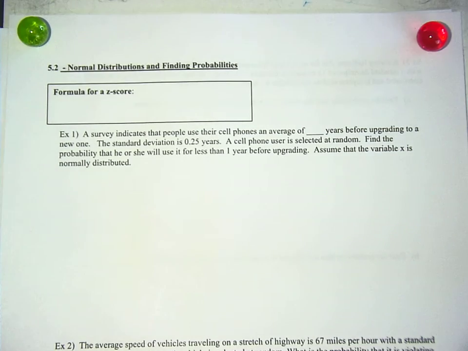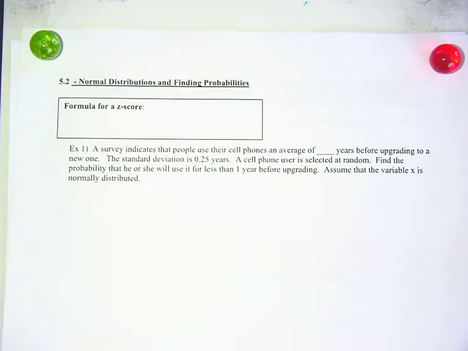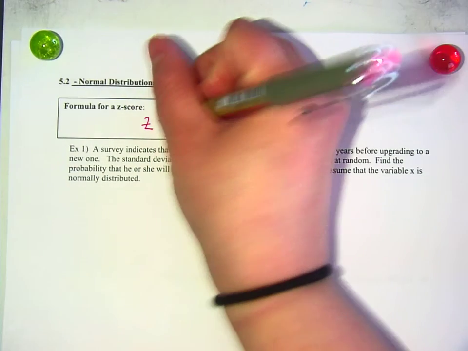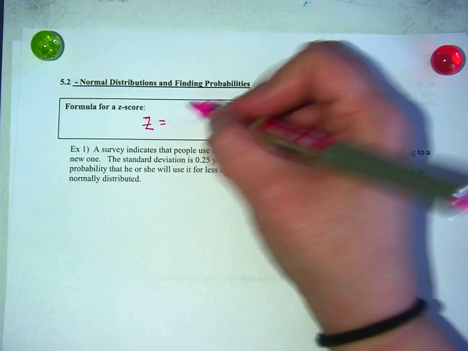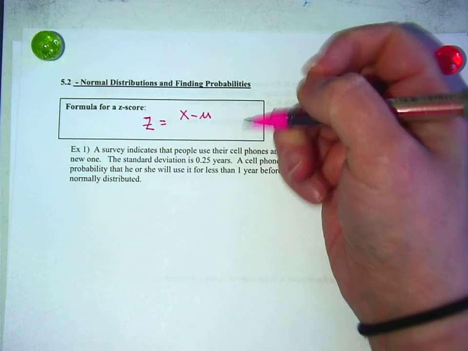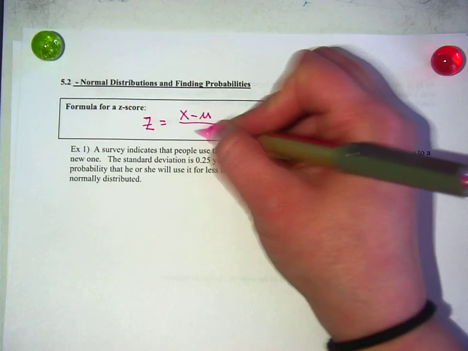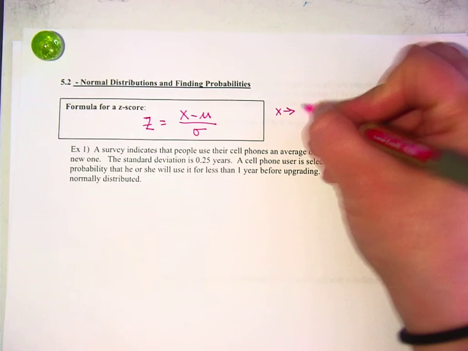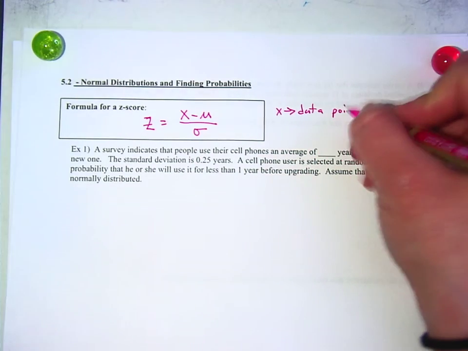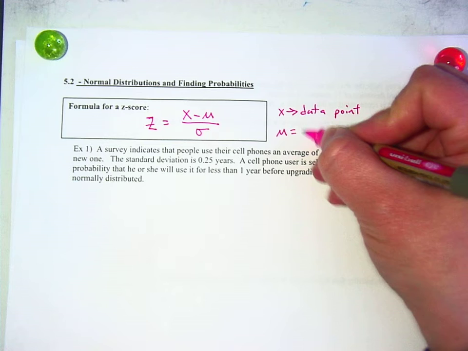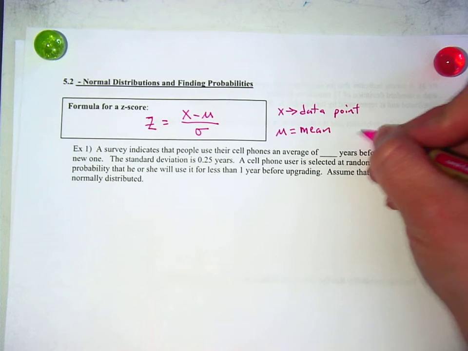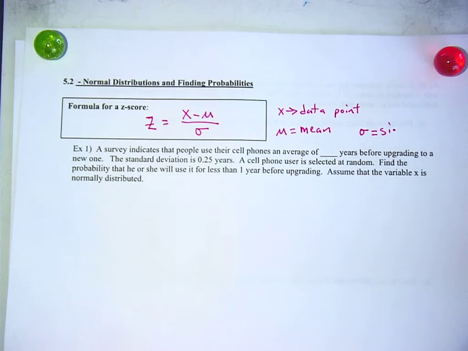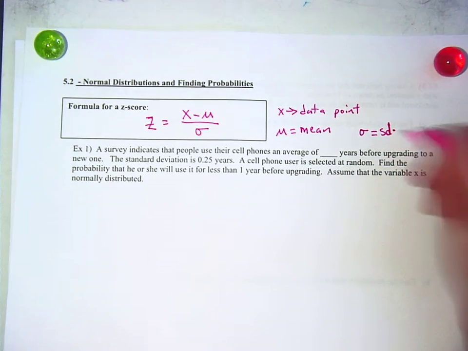All right. Do you guys remember the formula for a z-score? Close. X minus mu, not m, over sigma. X minus mu over sigma. X is the data point. Mu is a mean. Sigma is a standard deviation.